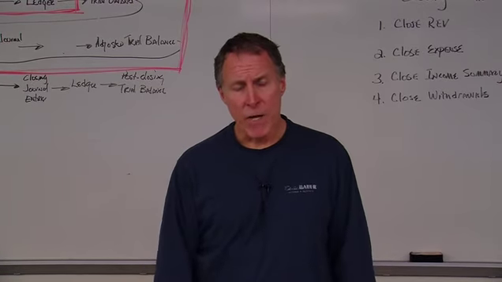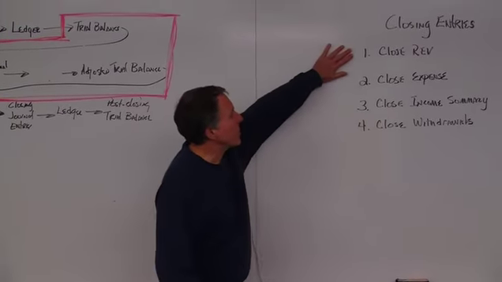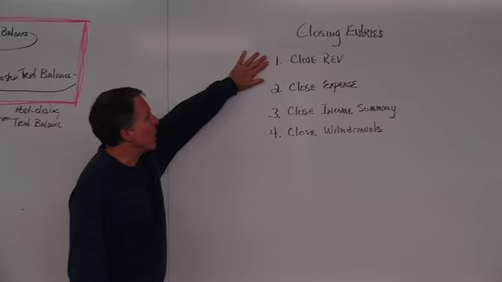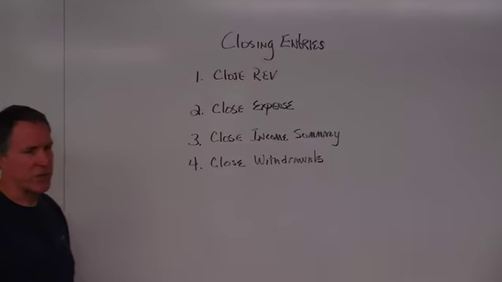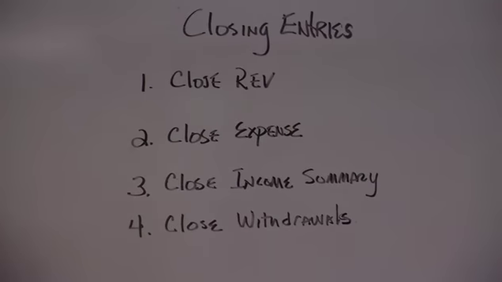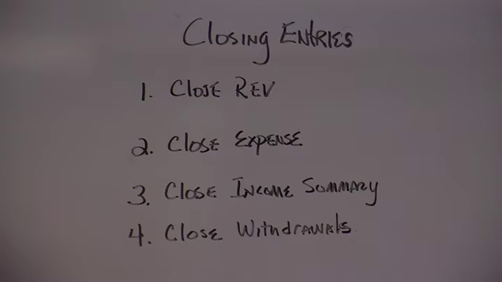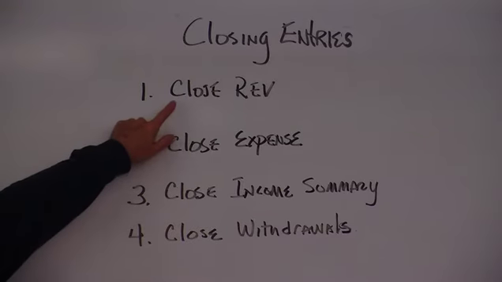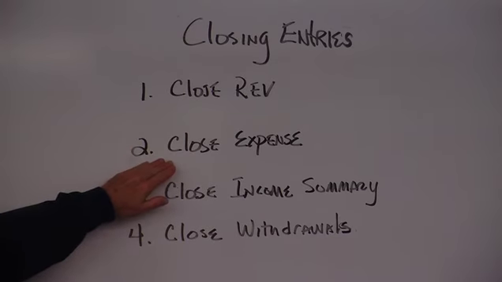Now, over here on the board, what I have is a sequence of the closing entries. We will close out revenues first. And if you think of this, revenues have what type of balance? They have a credit balance. Therefore, to get it down to a 0, we will debit revenues and we will credit this new account called income summary. Then we will close out expenses.